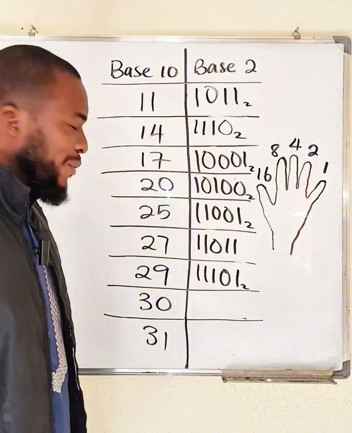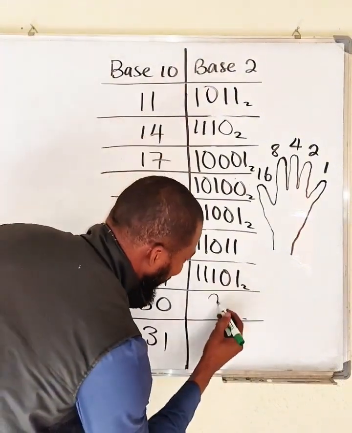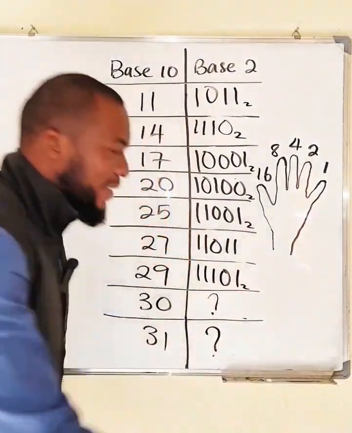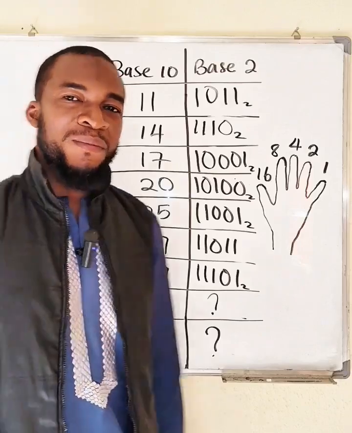Then 30. Okay, maybe I think I should leave these two for you. Try this. Bye-bye.